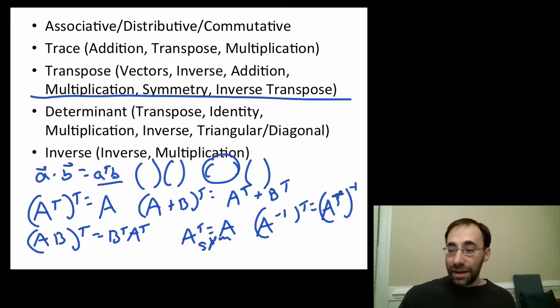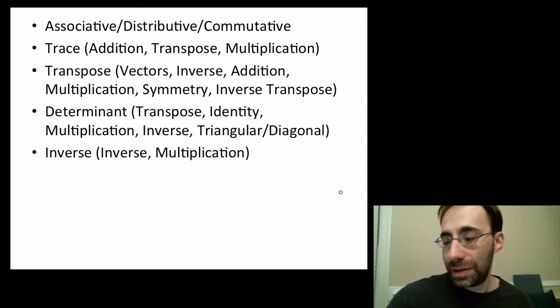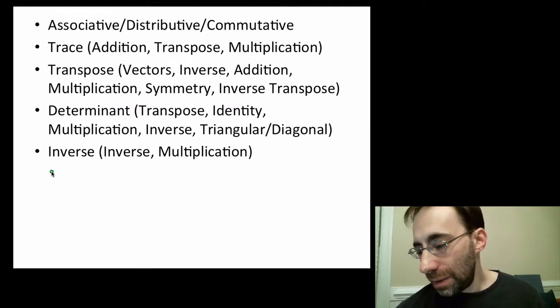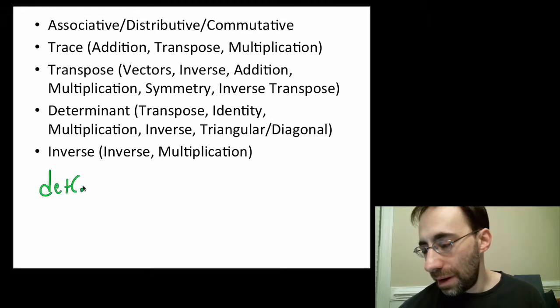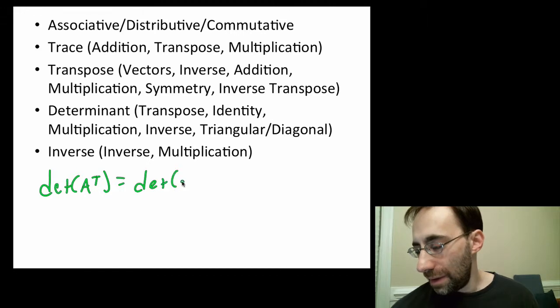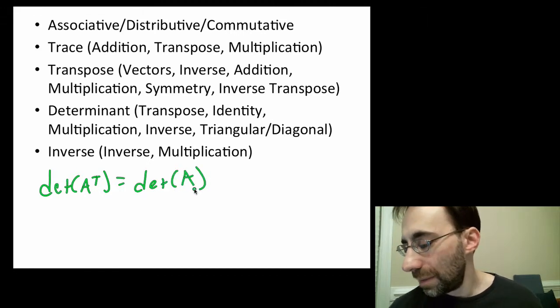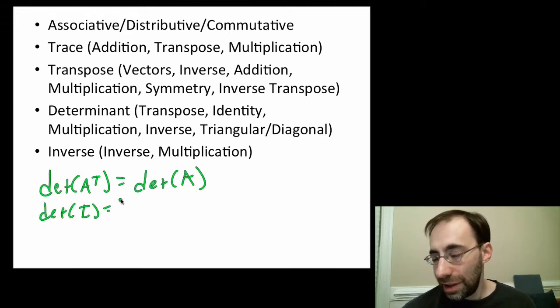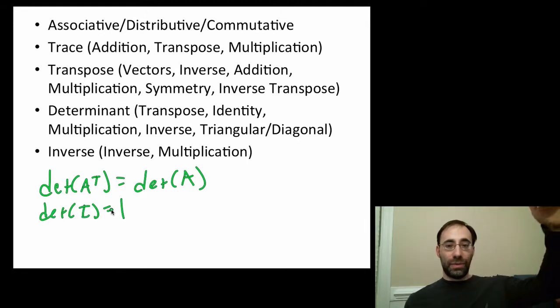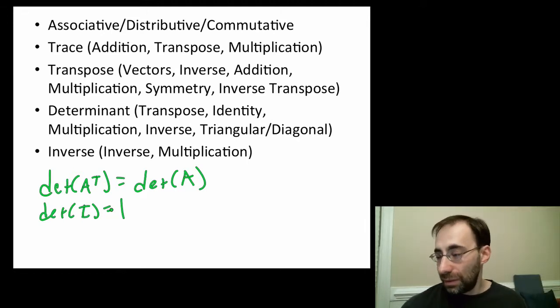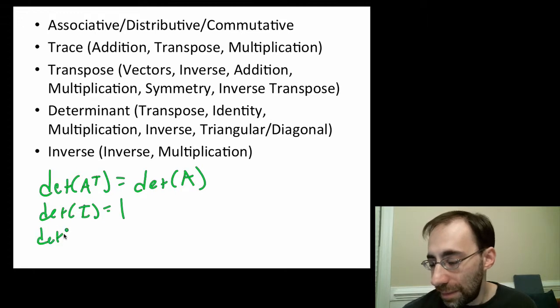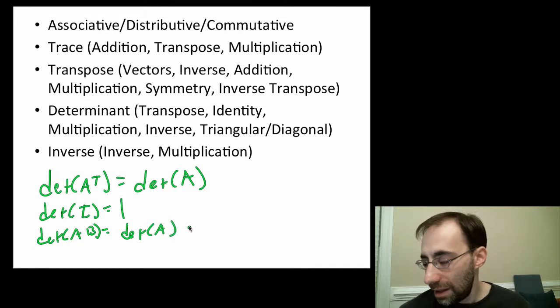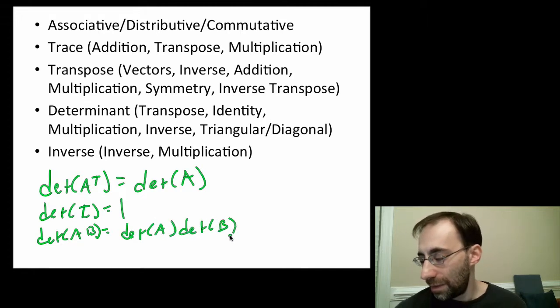Okay. That's that. So we'll move on now to the determinant. We'll do that in green. The determinant of A transpose is the same as the determinant of the original matrix. And we keep going. The determinant of the identity is just equal to 1 because you effectively just multiply all the 1's by each other. So that gives you 1. The determinant of A times B is equal to the determinant of A times the determinant of B. This is pretty useful often.